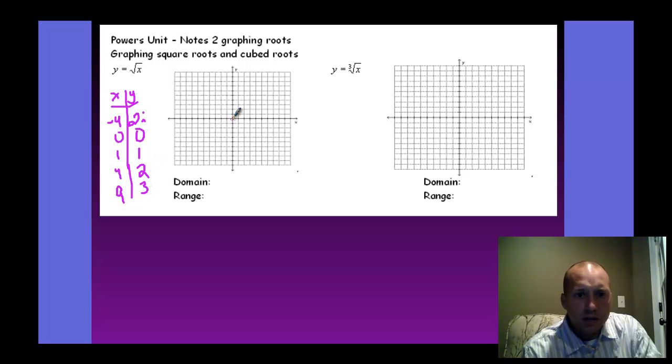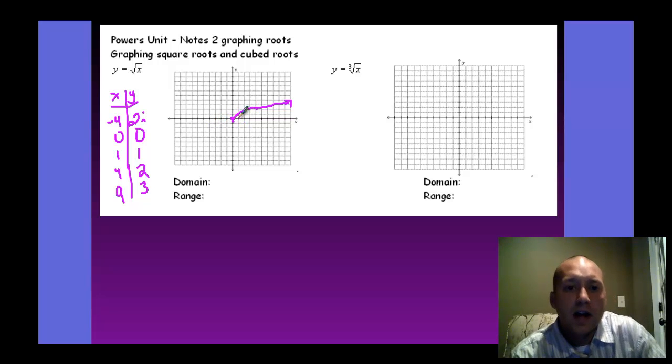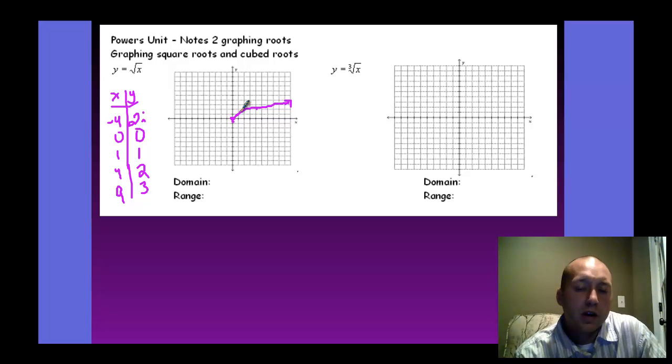So I plot that. We had (0, 0), (1, 1), (4, 2), (9, 3), and so we have this shaped graph. And for this function, it does not continue left at all, and it actually stops. There's not an arrow here.